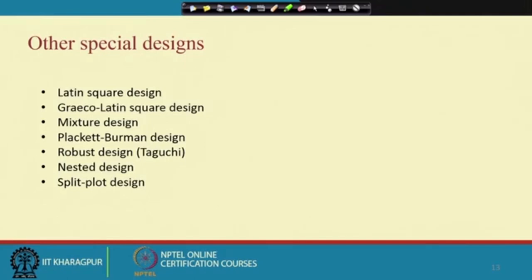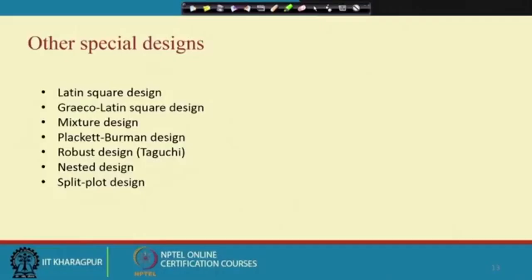Mixture design I already told you. Robust design is a very important one, because, as I told you, the product you produce will be used under different users' environments. Now, if your design is not robust, so that it cannot withstand all the other nuisance or environmental factors in the operation where it will be used, then it is not a good product. Accordingly, robust parameter design in the area of quality engineering was introduced by Taguchi, okay, along with cross array design and other designs. So, nested design, split plot design and some more designs are also available.